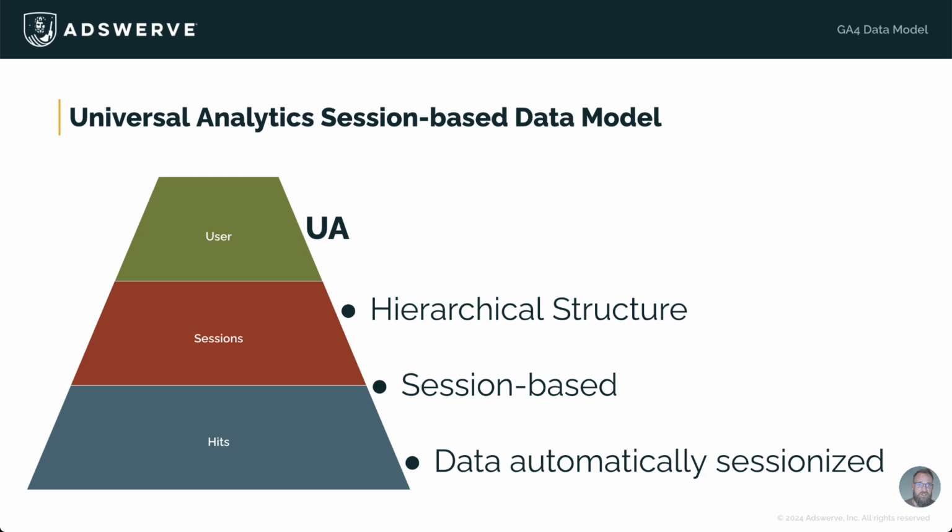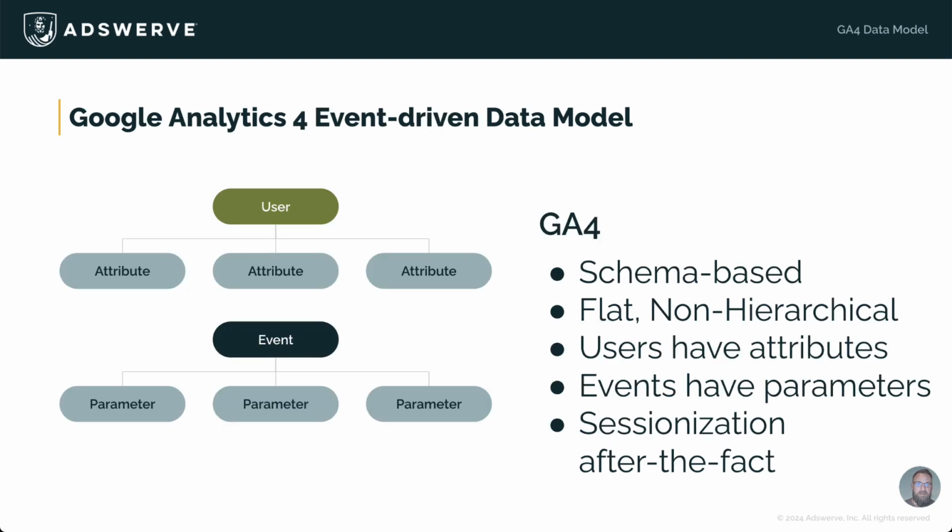Now let's look at the GA4 data model. It is an event-driven data model, and it is schema-based. We can see here that there are two schemas. There is a user schema and an event schema. They are both very similar. They are very flat and non-hierarchical, but the one that matters the most is the event schema. We have an event, and the event has parameters that describe the event.